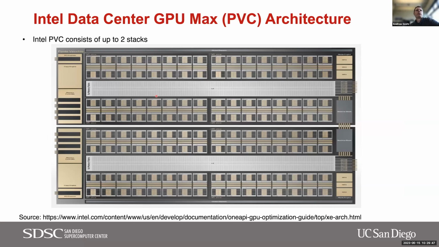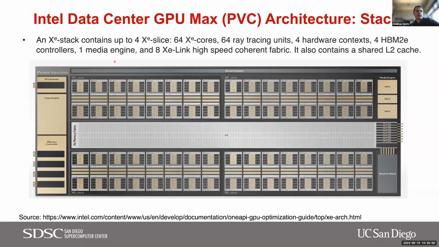And just to go through it very quickly, the architecture is quite interesting. Intel PVC, it's often called PVC, Ponte Vecchio was the code name, consists of up to 2 stacks. If you look into this, each XE stack contains up to 4 so-called XE slices that contain 64 XE cores, ray tracing units, and hardware contexts, and also HBM2E controllers, so that it's connected to high bandwidth memory. And it also has XE-link high-speed coherent interconnects and cache memory.